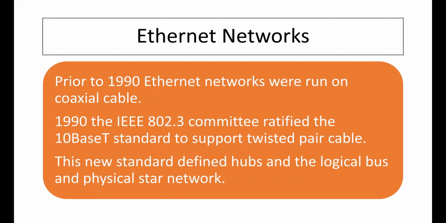Prior to 1990, Ethernet networks were run on coaxial cable. In 1990, the IEEE came out with the standard for twisted pair cable, and that was the 10 base T standard. Along with the twisted pair cabling piece, the IEEE defined a hub, which gave us the logical bus and a physical star.